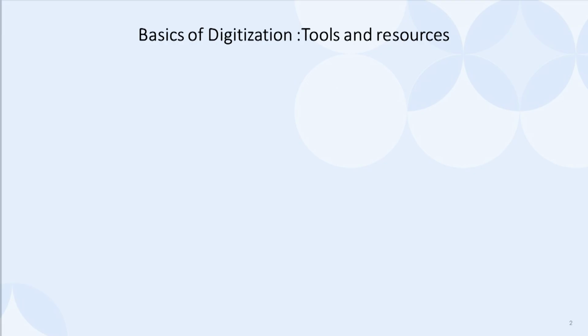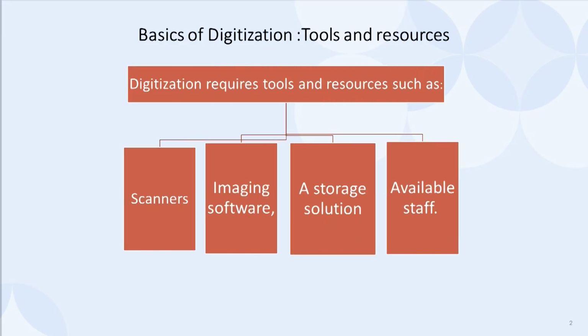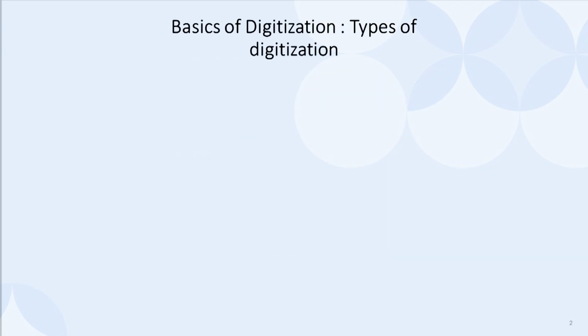So what are the basics of digitization? Tools and resources. Digitization requires tools and resources such as scanners, imaging software, storage solutions, and available staff. Because if you do not have good staff, you cannot do the digitization. If you do not have good imaging software, you cannot process the files. The storage solutions are also important things.